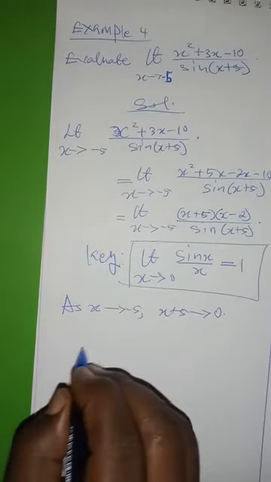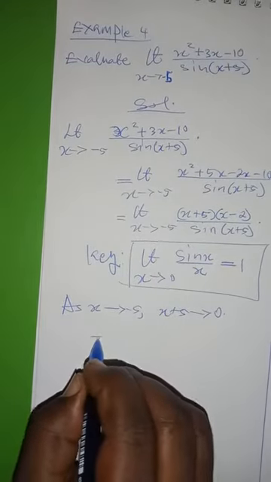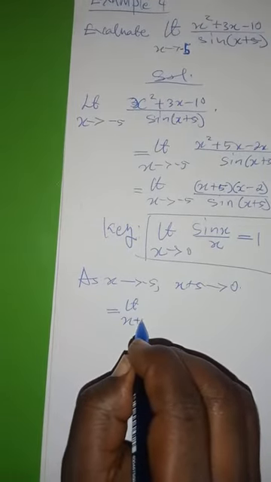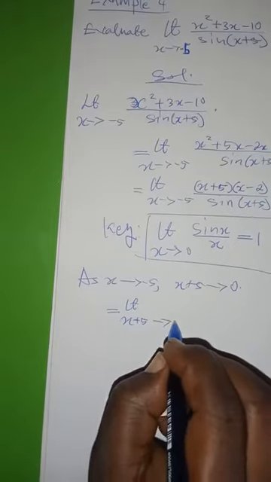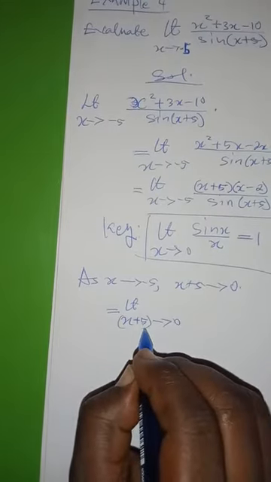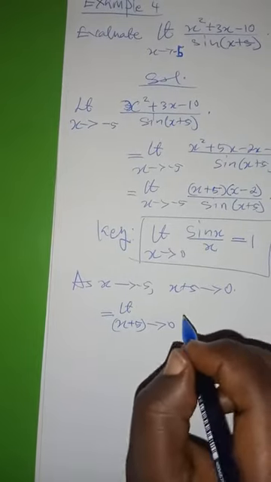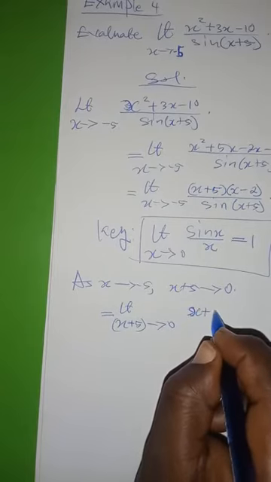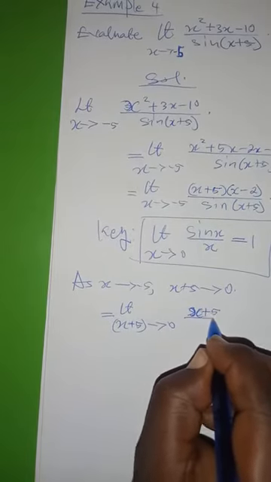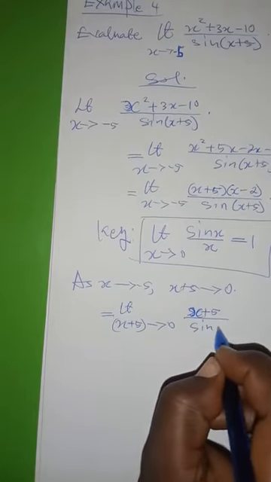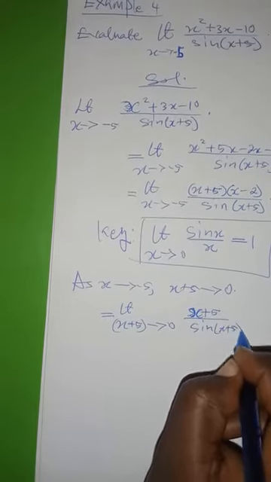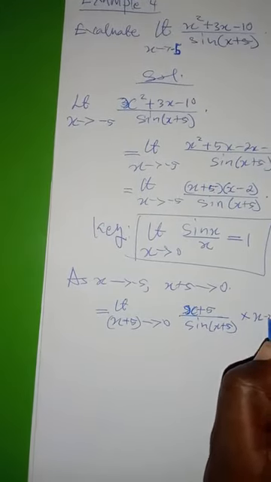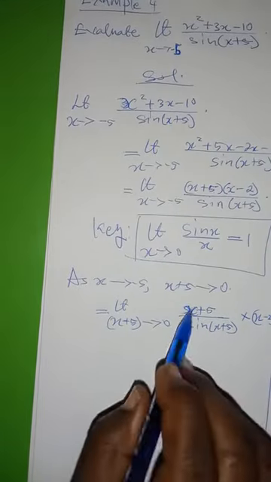So this whole thing becomes equal to limit as x plus 5 tends to 0, because as x tends to minus 5, this whole thing tends to 0, of, let me rearrange it, x plus 5, everything over sine x plus 5, times x minus 2. So I have this sort of expression here now.